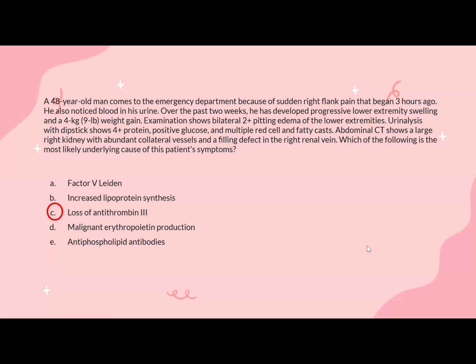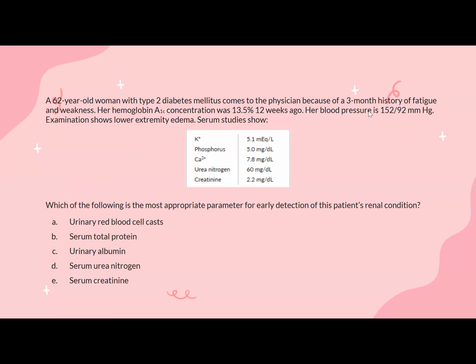Okay. A 62-year-old woman with type 2 diabetes comes to the physician because of a 3-month history of fatigue and weakness. Her hemoglobin A1C concentration is 13.5, which is very, very high. The normal amount should be less than 6.5. Her blood pressure is also very elevated, and she shows lower extremity edema.